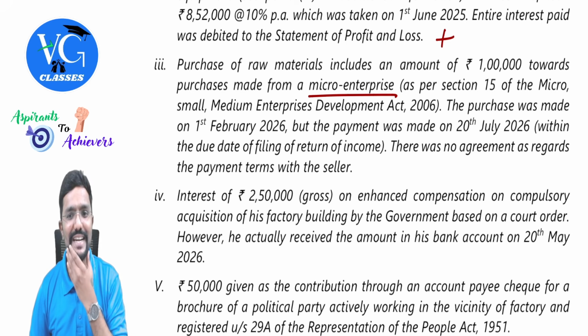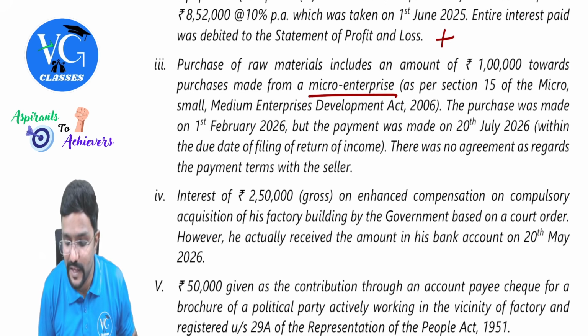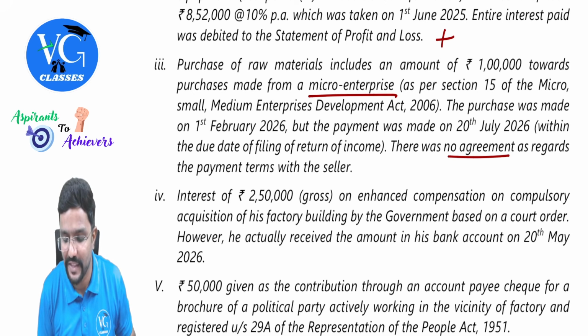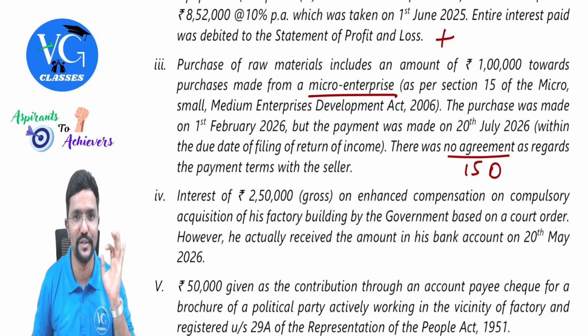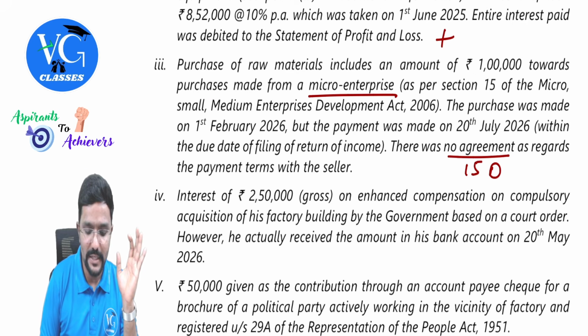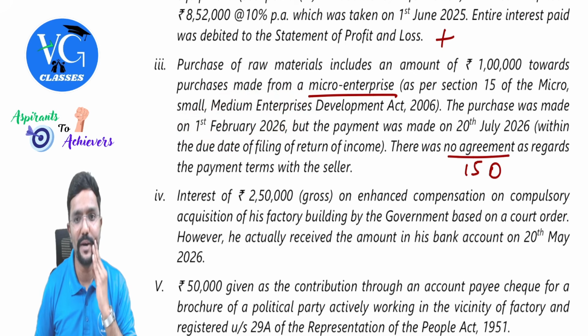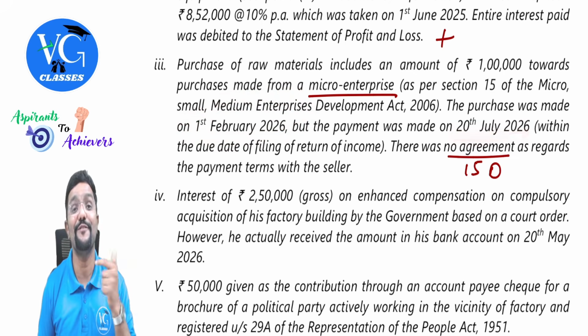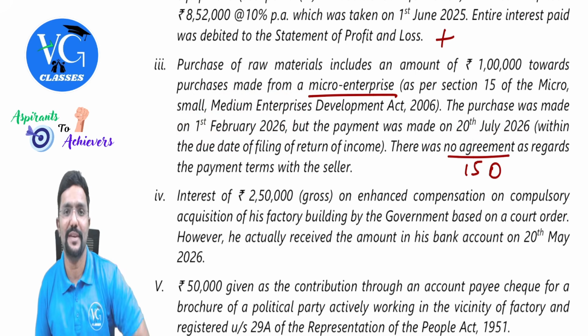There was no agreement as regards the payment terms with the seller. Guys, when there is no agreement, payment has to be made within how many days? 15 days of receiving the goods or services. So here, the purchase was made on 1st February, but payment is made on 20th July, after 15 days. So can it be claimed on accrual basis? No. It will be allowed, but on payment basis.